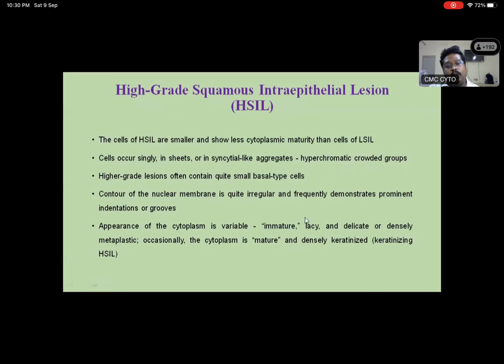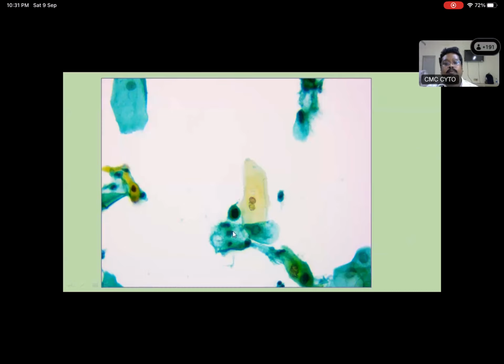The nuclear contour is irregular, demonstrates prominent indentations or grooves. The cytoplasm is variable. It can be keratinized and orangeophilic or very lacy and delicate appearing also.